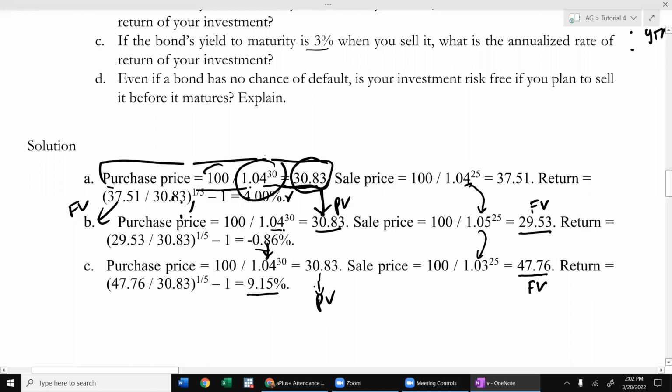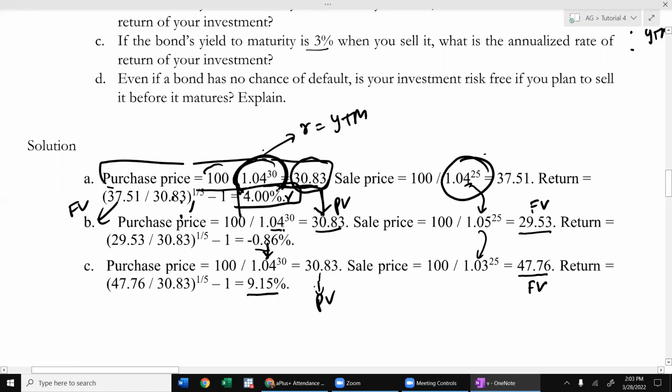So can you see one thing from this question, that if our YTM is the same when you bought it and when you sold it, the return is exactly the same. You see, same 4%. Are you getting me? If YTM does not change when you bought it and when you sold it, your return will be the same as YTM. Return is equal to YTM.